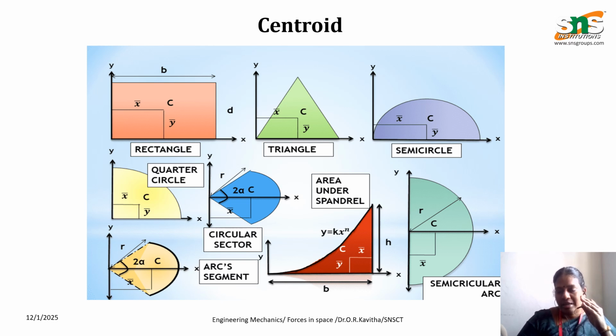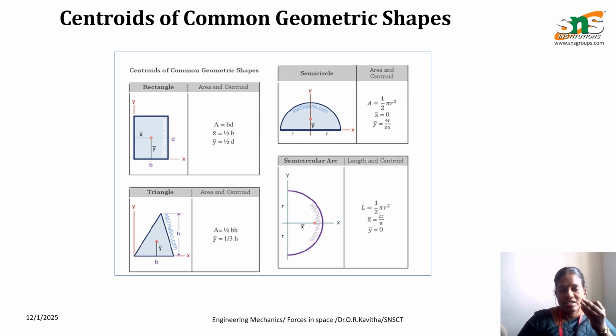If I take the semicircle, the x bar will be d by 2, and the y bar is 4r by 3 pi. Similarly for different simple figures, we can calculate the centroid directly by using the formulas, and these are the formulas which I have given here.